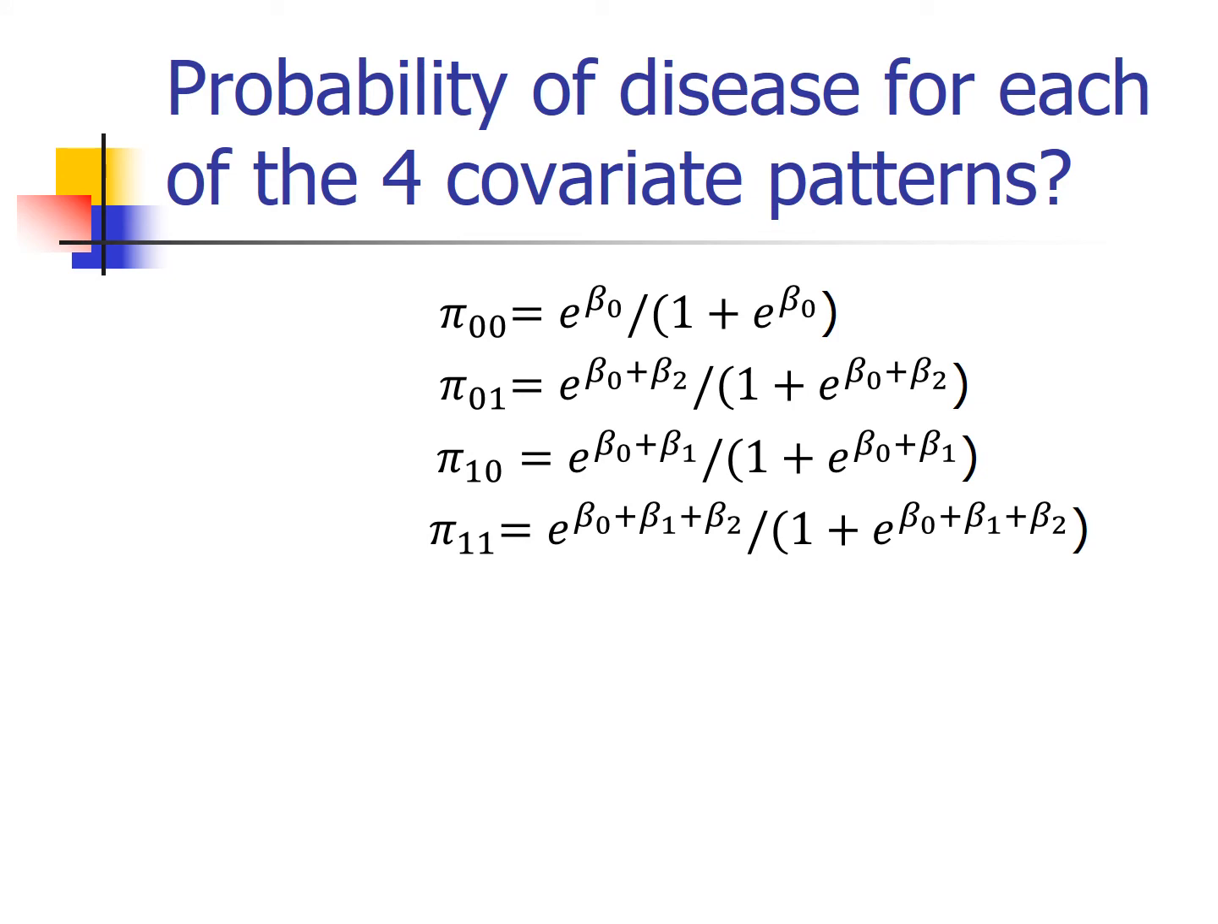Similarly, from the formulas that we had earlier in the lecture, we can solve for probabilities. If we wanted the probability that a female non-smoker has our disease of interest, that's just e to the beta naught over 1 plus e to the beta naught. The probability that a female smoker has the disease is e to the beta naught plus beta 2 over 1 plus e to the beta naught plus beta 2, and so on and so forth.